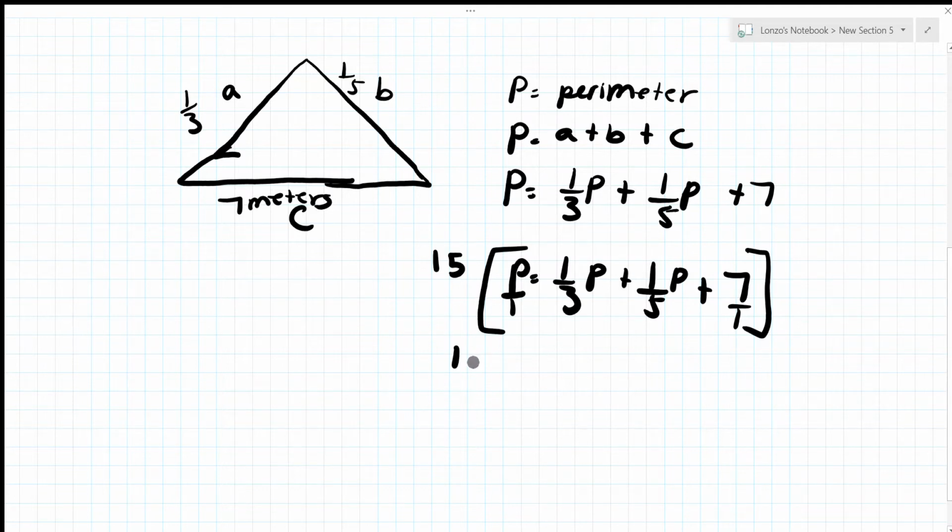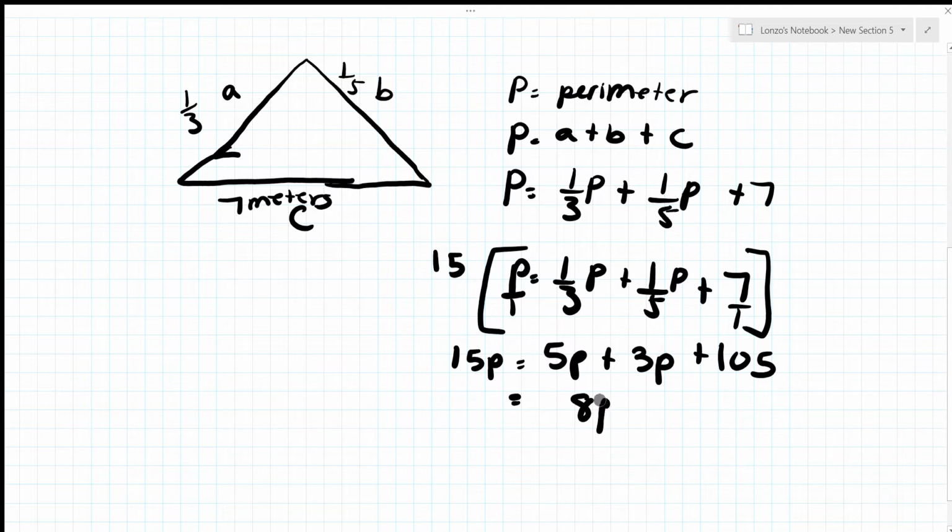15, right? This bracket means we're going to multiply everything by 15. So this is just going to be 15p. 15 times 1/3 p is 5p, plus 15 times 1/5 p is 3p, and then 15 times 7 is 105. Let's fix this. The p's can't combine. So 5p plus 3p is 8p, plus 105.